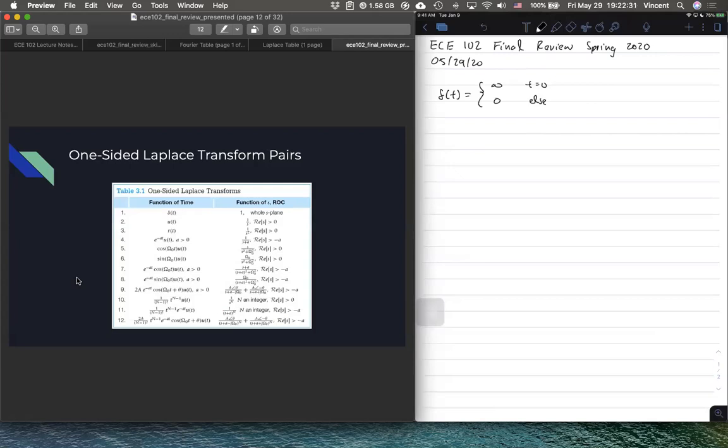This is a table of the Laplace transform pairs. These are some really common functions that you'll use throughout this class and in later classes. You should also definitely have this when you're taking the test, because you don't want to be doing every single Laplace transform by hand, doing the integral and everything. So make sure you reference this.